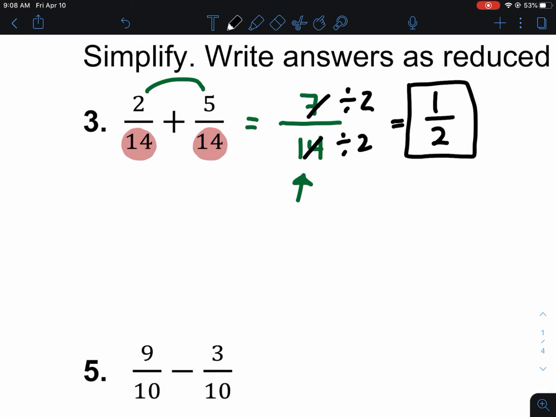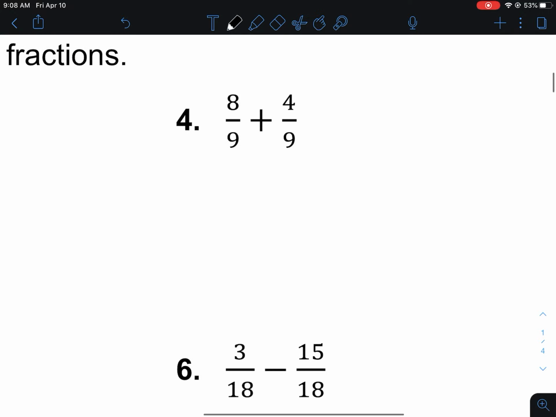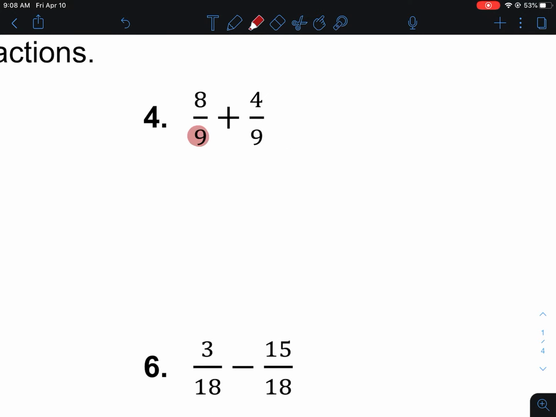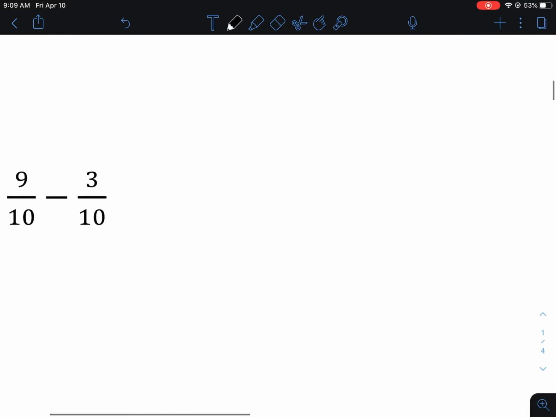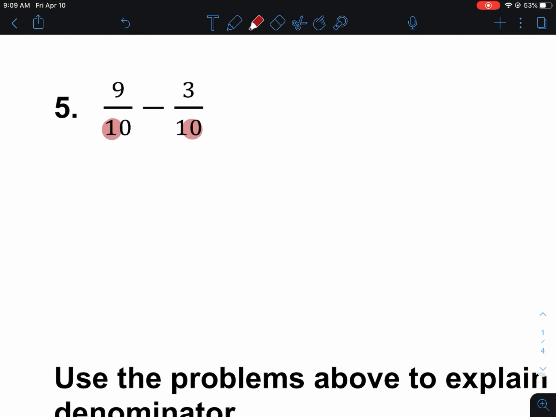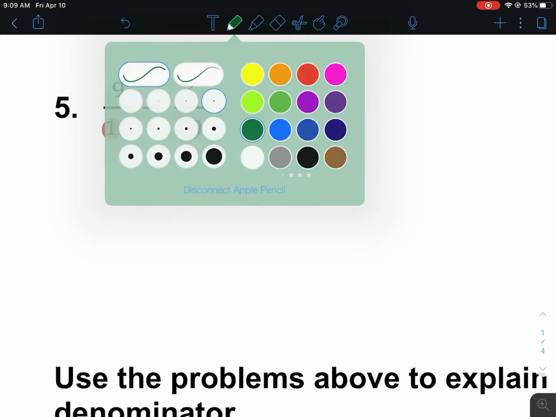Okay, we're going to do the same thing for number 4. Notice we have the same denominator, which means our denominator is going to be 9. 8 plus 4 is 12. What goes into both 12 and 9? 3. And I'm left with 4/3. Subtracting is the exact same as long as the denominator is the same. 10 and 10.